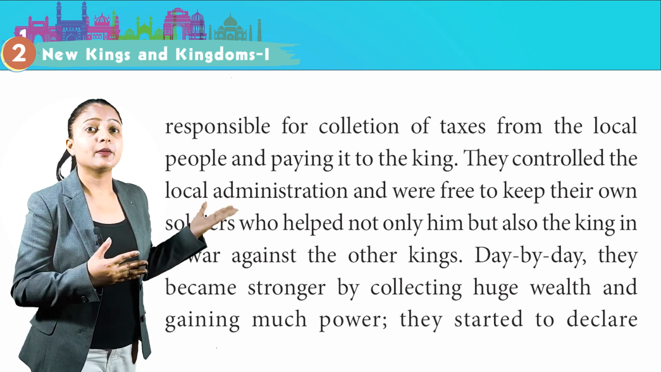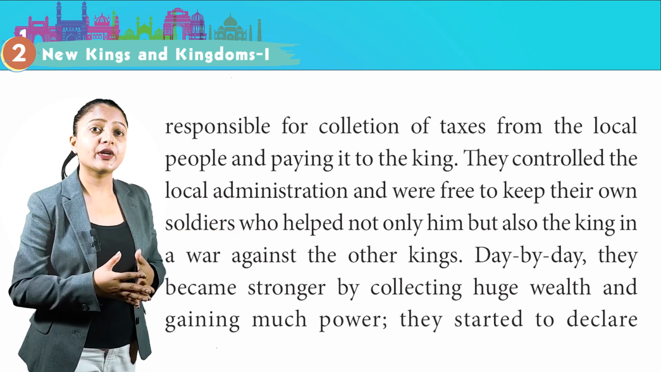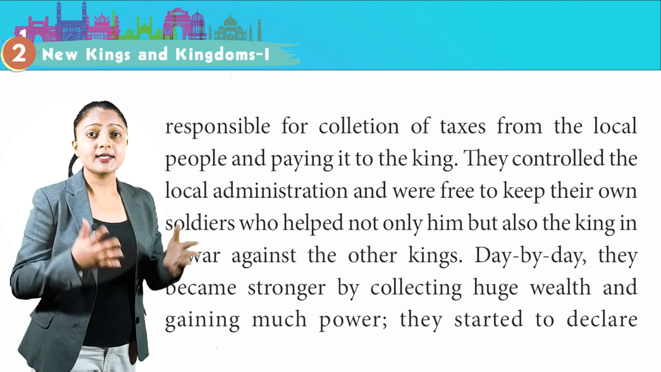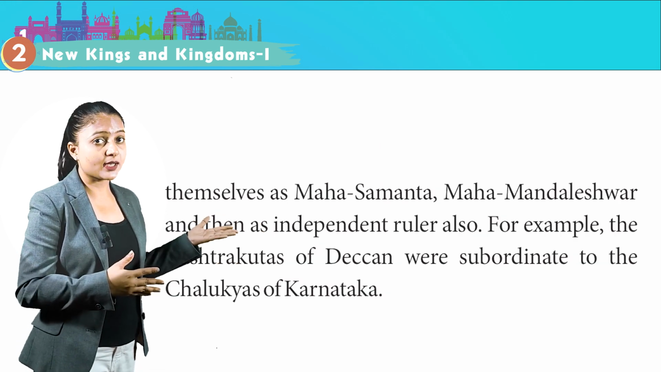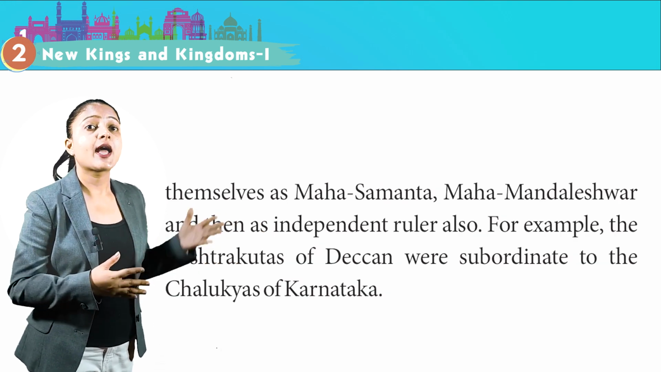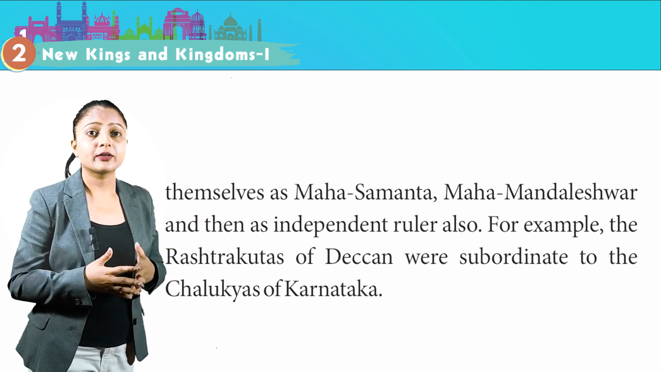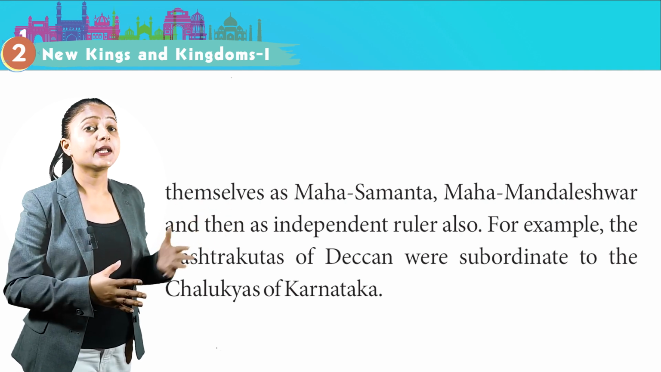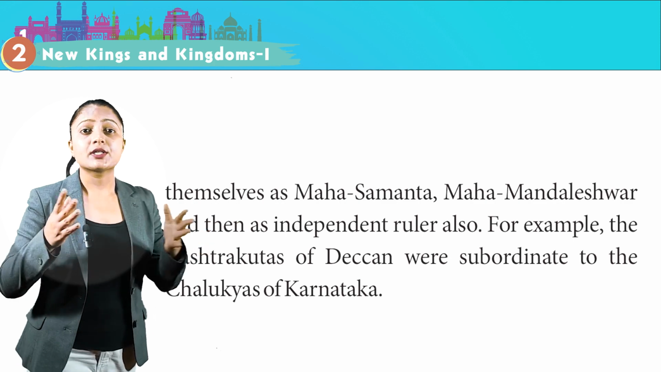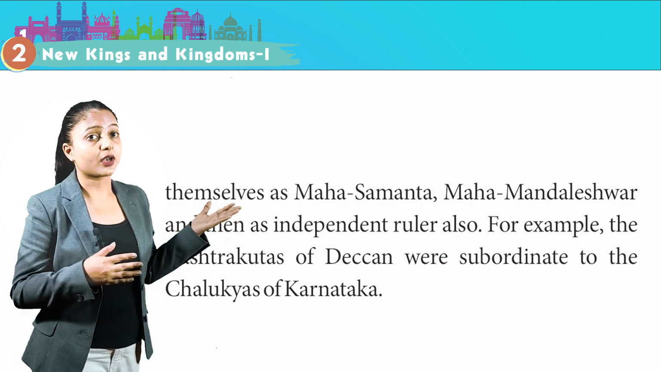Day by day, they became stronger by collecting huge wealth and gaining much power. They started to declare themselves as Mahasamant, Mahamandaleshwar, and then as independent ruler also. For example, the Rashtrakutas of Deccan were subordinate to the Chalukyas of Karnataka.